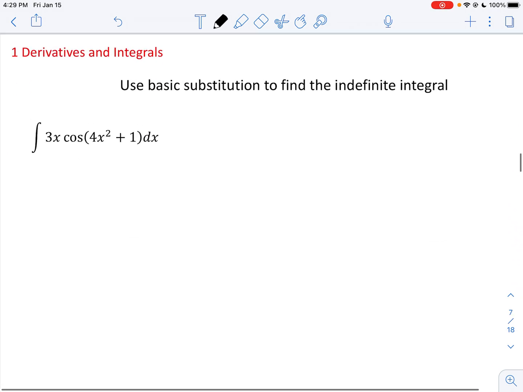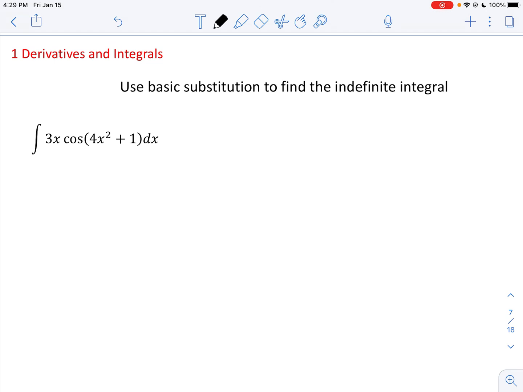Then we're going to review some substitution methods to find antiderivatives. An indefinite integral is an integral without limits, if you recall, on the integration sign. And it just means find the family of antiderivatives.